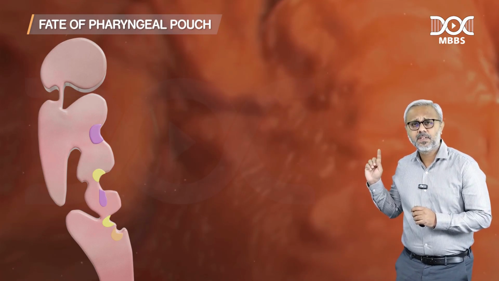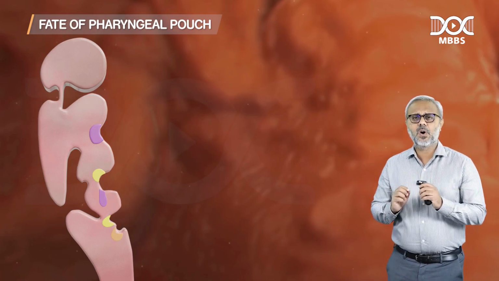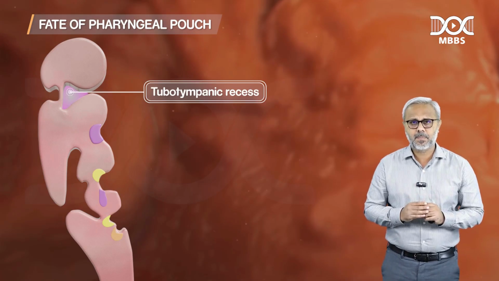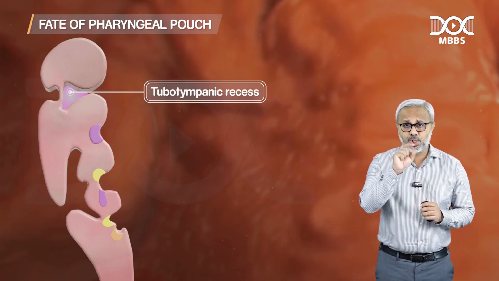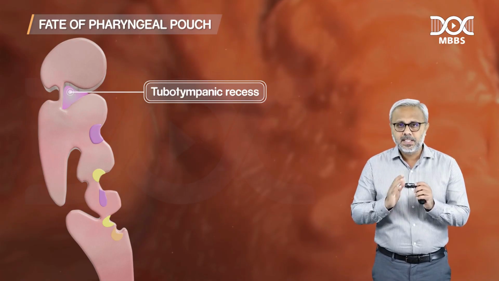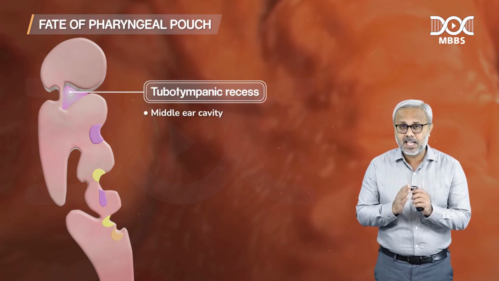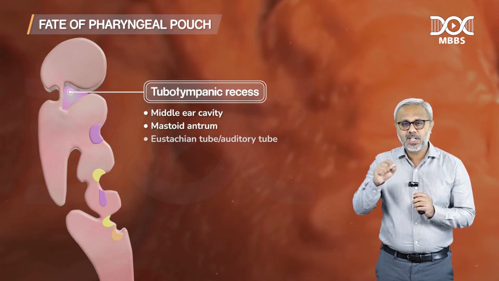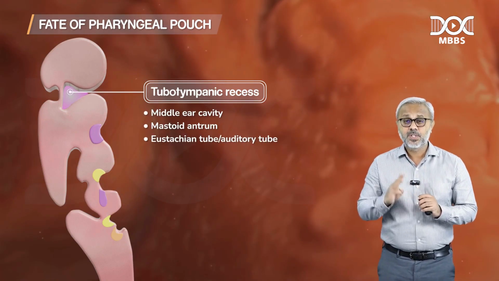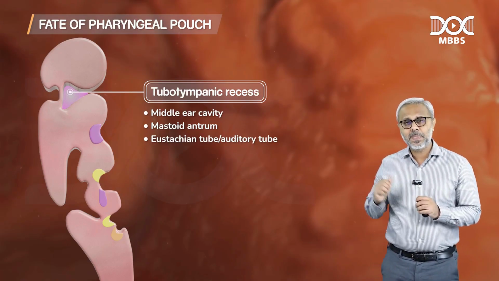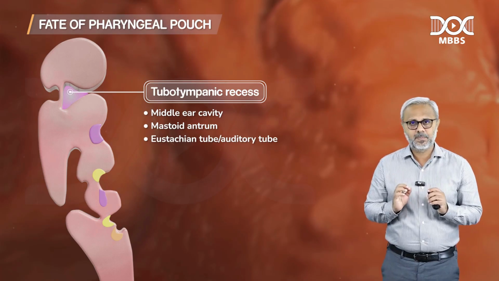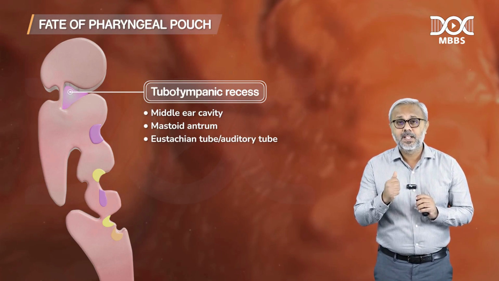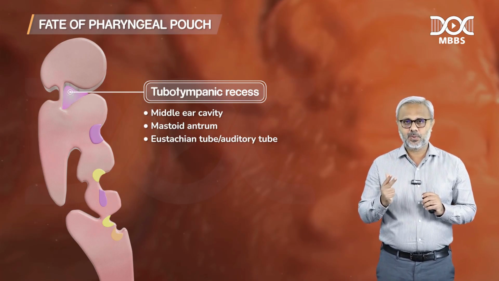The derivative of the first endodermal pouch, or the first pharyngeal pouch, is the tubotympanic recess. As the name suggests, tubotympanic. This gives rise to the middle ear cavity, mastoid antrum, and then the eustachian tube or the auditory tube. So these are the three structures which develop from the first pharyngeal pouch. Are we clear? What are the three structures? The middle ear, the mastoid antrum, and the auditory tube.